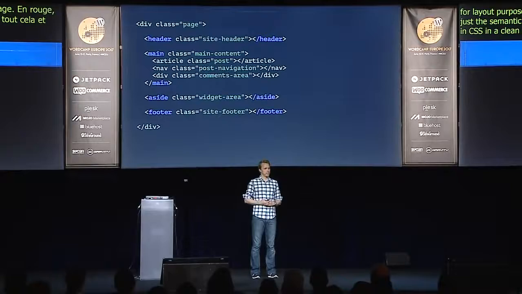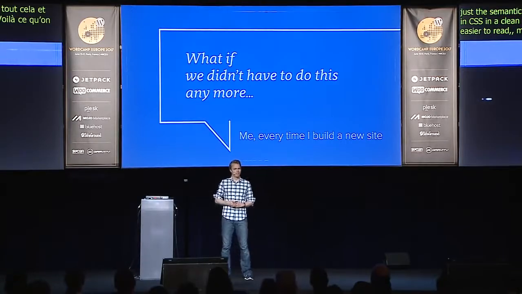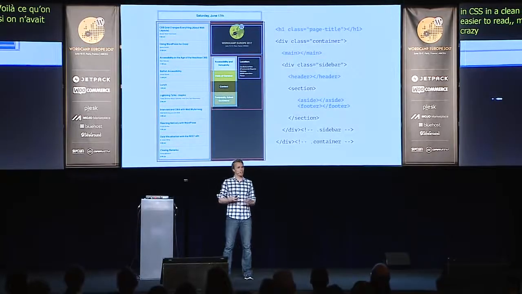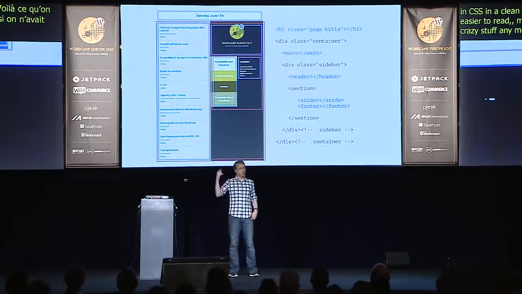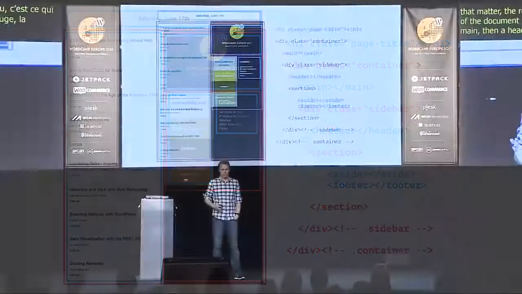Instead of this layout, we'd have this, which is easier to read and makes way more sense. What if we didn't have to do all this crazy stuff anymore? If you look at my example, the blue items are the ones that matter. The red don't. But even if I take away the red items, the structure of this document still makes no sense. We have a heading 1, then we have a main, then we have a header, then we have an aside, and then we have a footer.